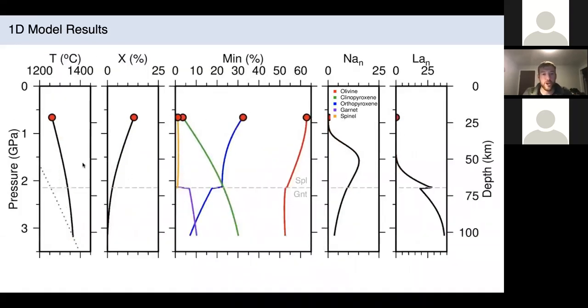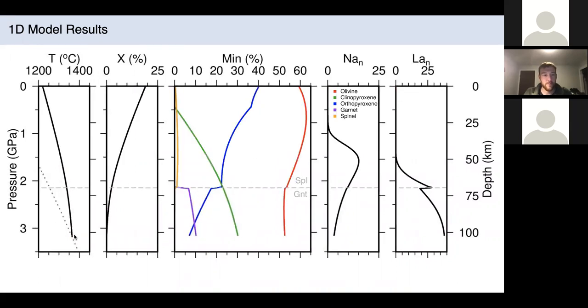So just to show you one of these model results, this is for a single particle just traveling vertically. You can see as we cross the solidus, melt fraction begins to increase, which is shown by X. Temperature begins to decrease, and our mineralogy, clinopyroxene decreases rapidly, and olivine and orthopyroxene begin to increase. Once clinopyroxene is exhausted, olivine begins to decrease, and orthopyroxene begins to increase again.